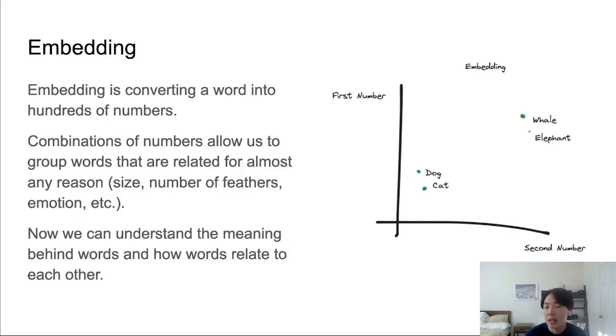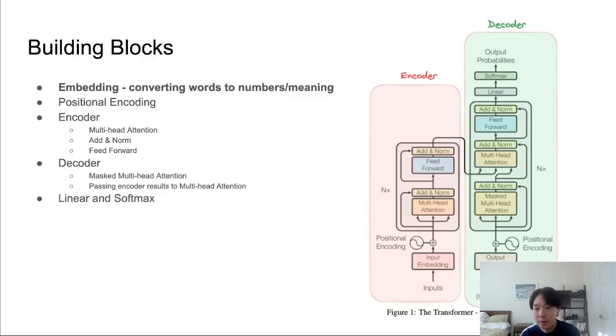So what's an embedding? An embedding converts words into hundreds of numbers, and this combination of numbers allows us to group words that are related for almost any reason. And so now we can understand the meaning behind words and how they relate to each other in many different dimensions. For example, in our chart here, we have maybe two of these numbers, and we plot all our different words, in this case, cat, dog, whale, elephants, and then we can group them based on similar attributes that the computer determines on its own. So embeddings convert words into numbers and meaning.